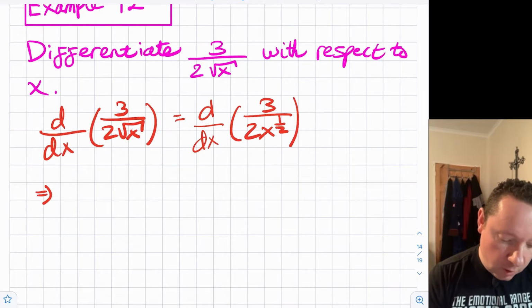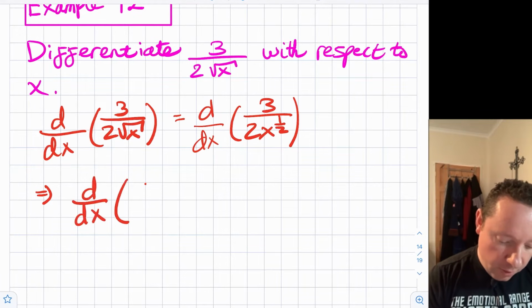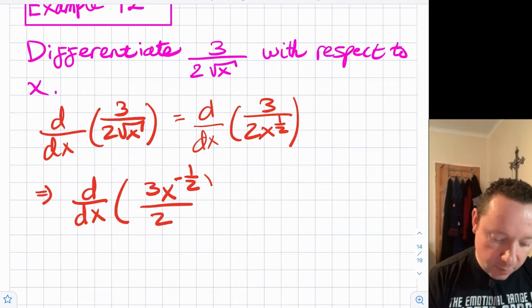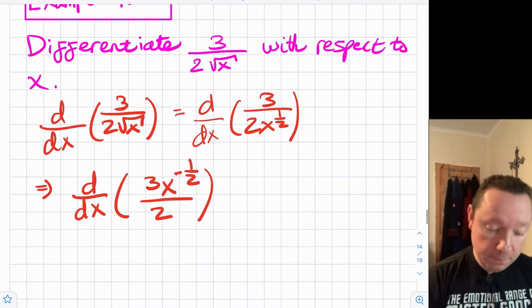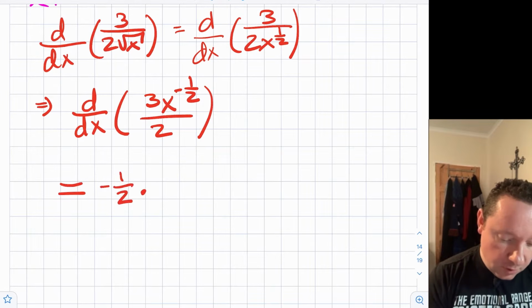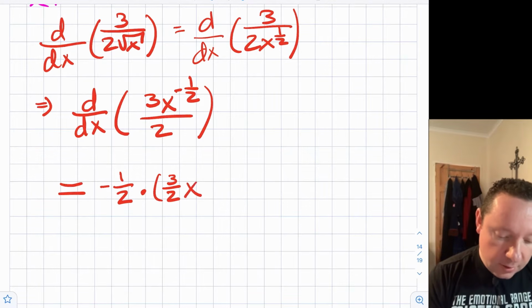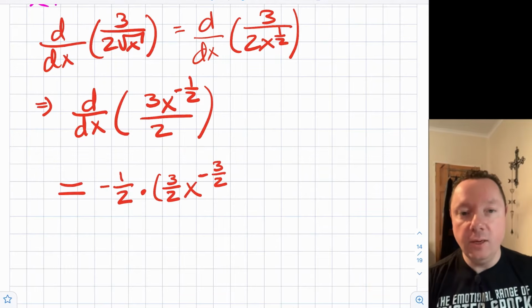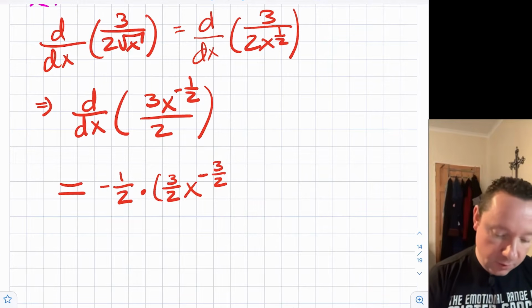That equals d by dx of 3x to the minus a half, taking the x up, over 2, or 3 halves x to the minus a half. Now I can do it, being very careful, that now equals minus a half times 3 over 2 x to the minus 3 halves. Minus a half, take away 2 halves, or 1 is minus 3 halves.